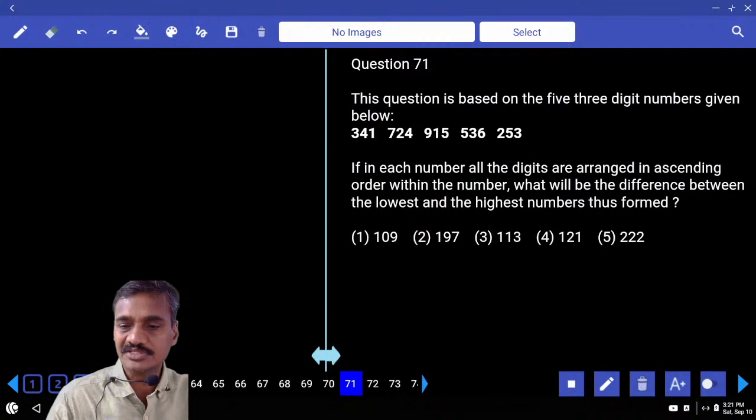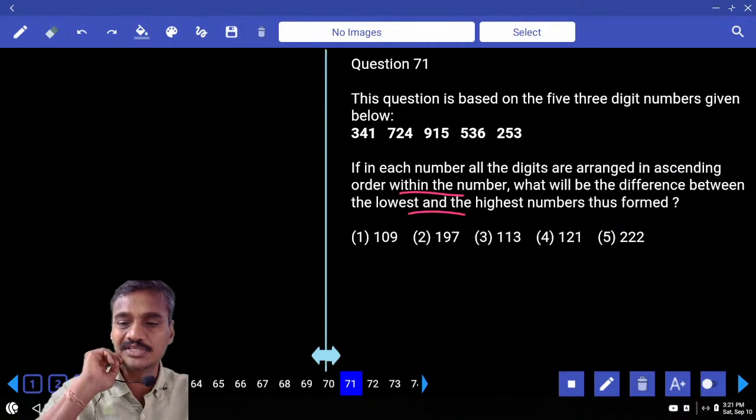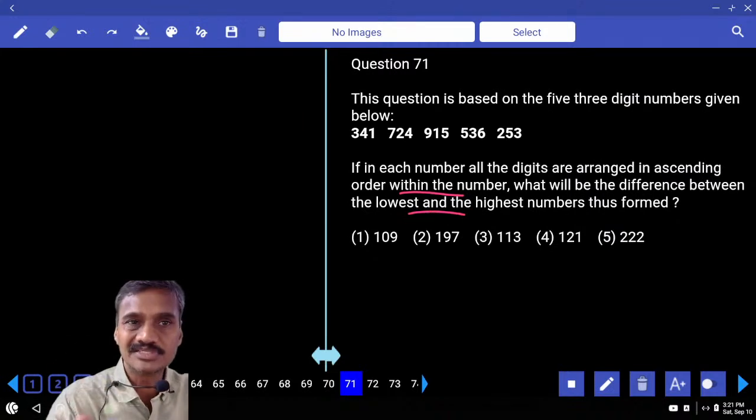Then 71. In each number, all the digits are arranged in ascending order within the number. What will be the difference between the lowest and the highest numbers thus formed? Now the digits are arranged in the ascending order, means first digit will be 1.